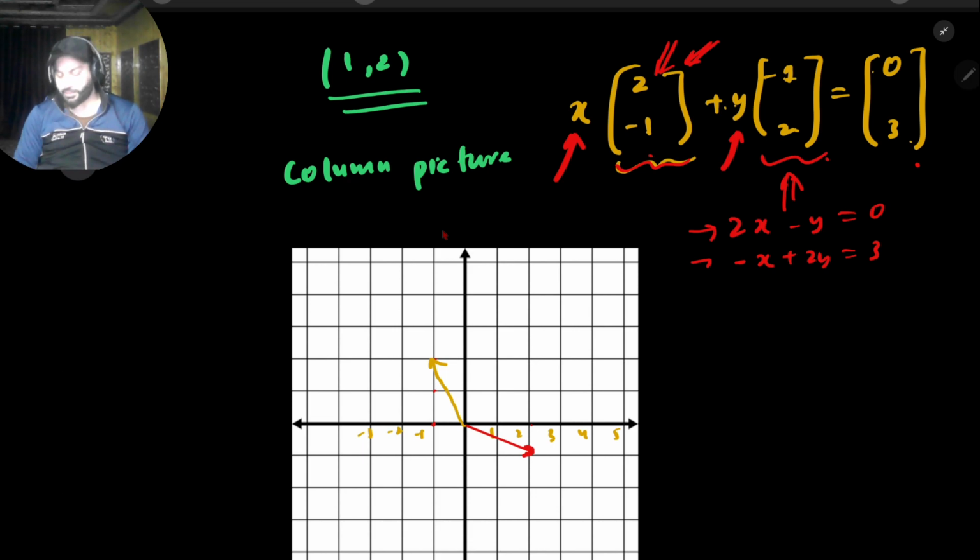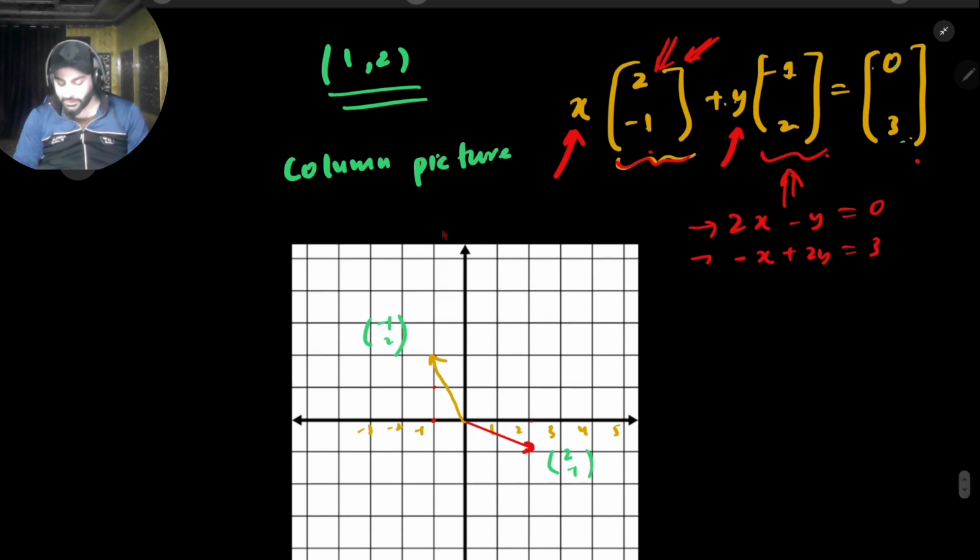So these are the two vectors. This here is 2, minus 1, and this vector over here is minus 1, 2. I want to reach the vector 0 comma 3 over here, I think. Yes, so this is 1, 2 and 3. I basically want to reach this vector.